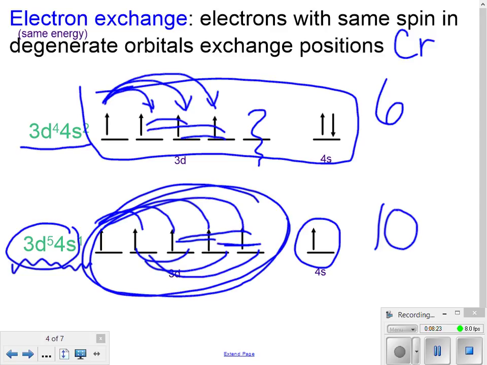Okay, so the electron configuration for chromium is actually, what is it, argon is the noble gas, so we have argon, and then 3d5, and then, of course, the 4s1.